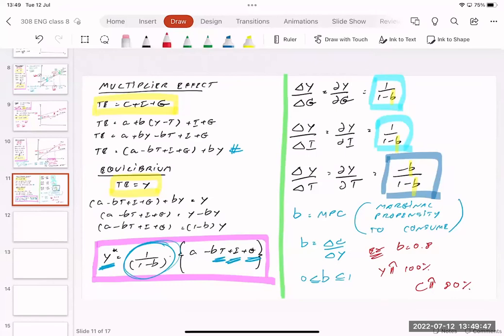If the value of B is high, it means that people in your country love spending money on consumption. If the value of B is low, it means that people in your country consume less, so they love to save more. So the value of B or MPC represents the behavior of the people in your country about their consumption and their saving.